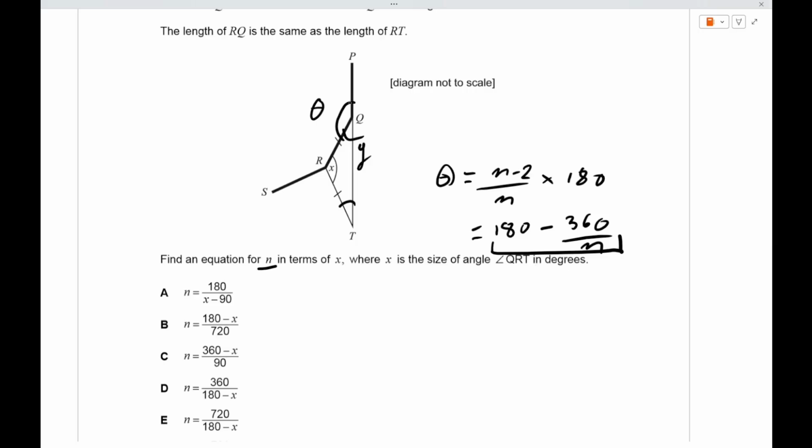Because you know that theta plus y are going to add up to 180. What does that mean? That means that y is equal to 180 minus theta. What does that mean? That means that y is equal to 180 minus 180 plus 360 over n. So that's what we have. What we have is that y is equal to 360 over n.